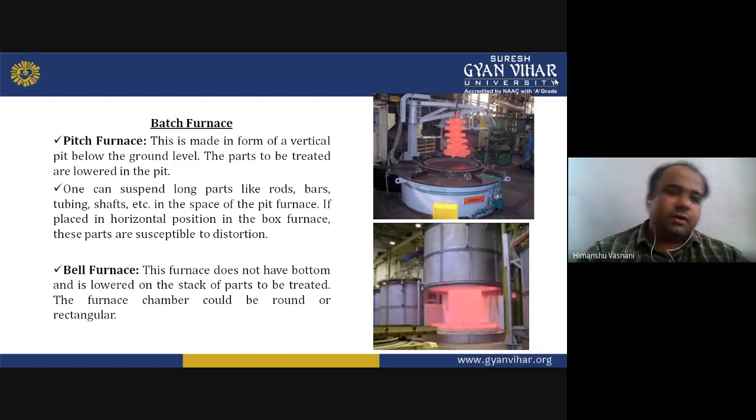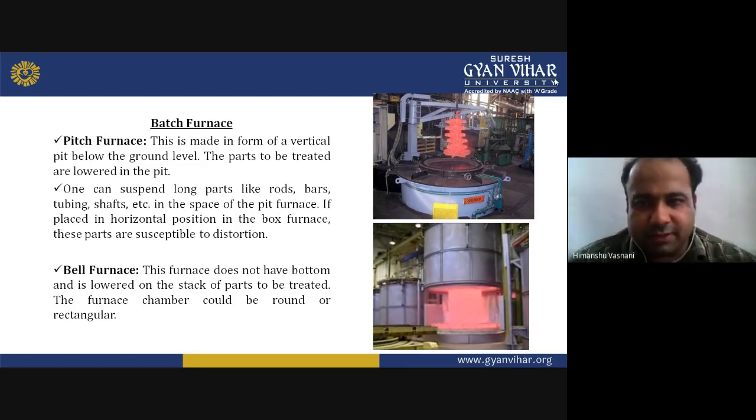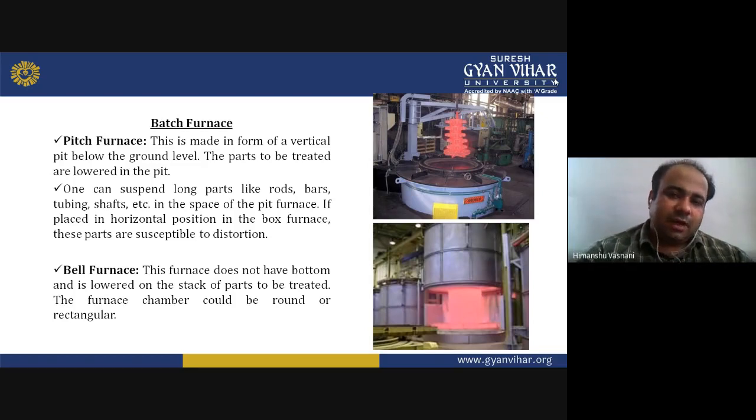Now we're talking about the different kinds of batch furnaces. The first is the pit furnace. This is made in the form of a vertical pit below the ground level. You can see in the diagram on the upper right-hand side how the pit furnace looks.